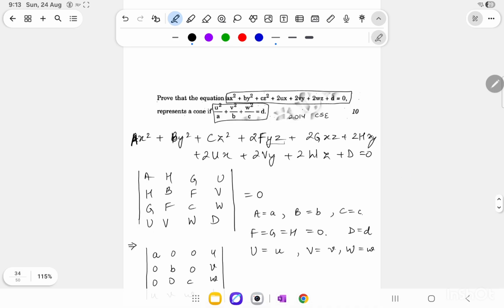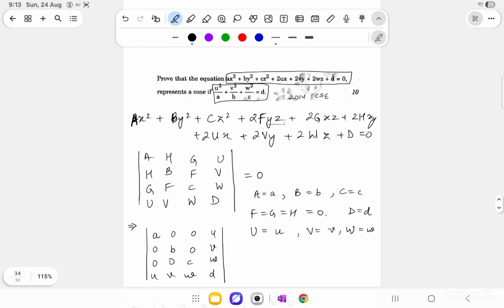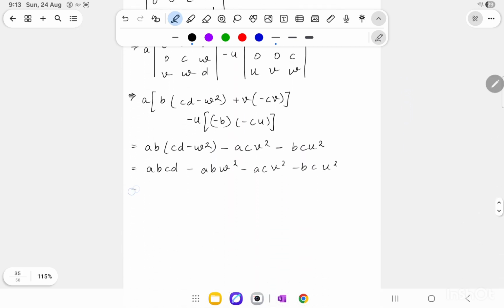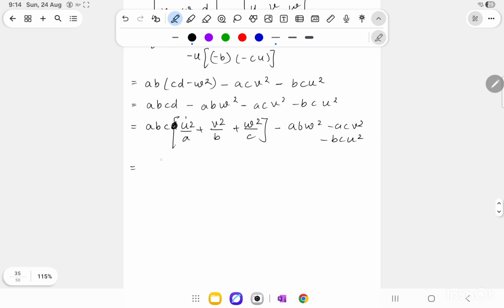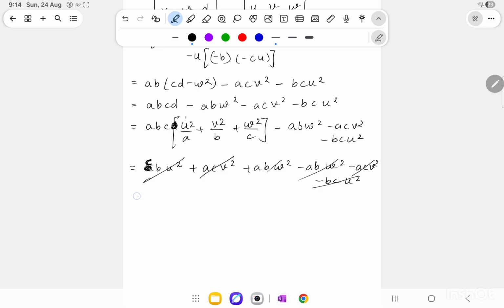And they have given us D as U square by A plus V square by B plus W square by C. So ABCD, with D given as U square by A plus V square by B plus W square by C, minus ABW square minus ACV square minus BCU square, which is basically equal to BCU square plus ACV square plus ABW square minus ABW square minus ACV square minus BCU square. So it turns out to be 0.